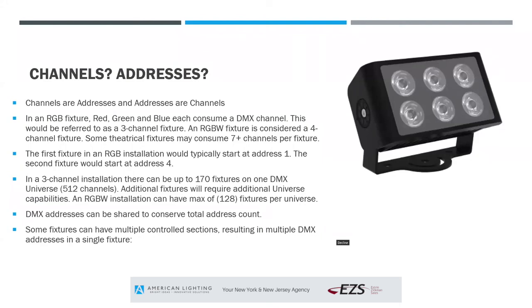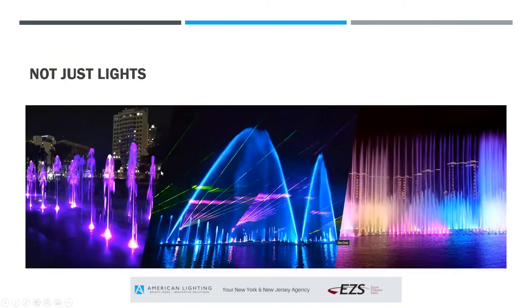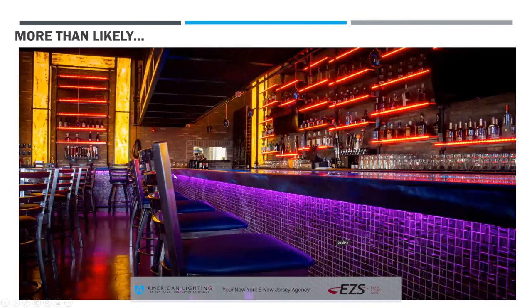That's like when you see those buildings in China where the entire building is lit and they're doing graphics and text and images scrolling through there. That's 100 universes, right? When I showed this picture right here, this bar, the entire bar is probably only using maybe 12 to 15 DMX addresses.